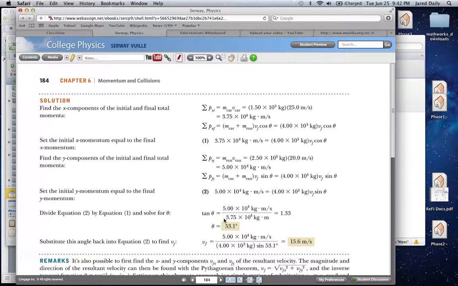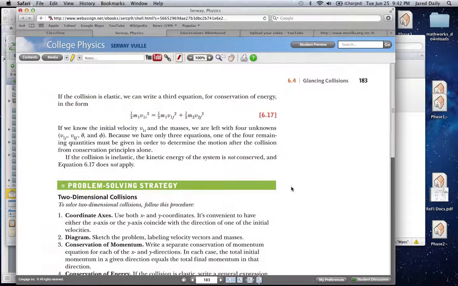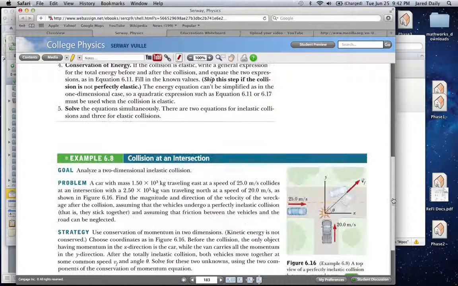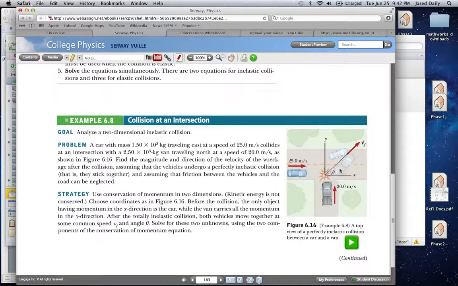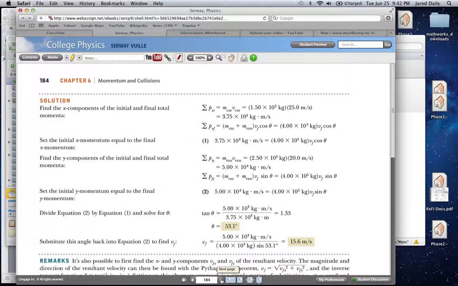So now we know which direction it's going, and we know what theta is, so we can plug it into one of these equations up here. It doesn't matter which one. Plug it in up there, and you'll calculate velocity final. And they do that, and they get 15.6 meters per second. So now we know that the car and the van, when they're stuck together, are going 15.6 meters per second at an angle of theta, 53.1 degrees relative to, let's see where that angle theta was. Theta was taken from the x-axis up to here. So a 53-degree angle up here, 15.6 meters per second.